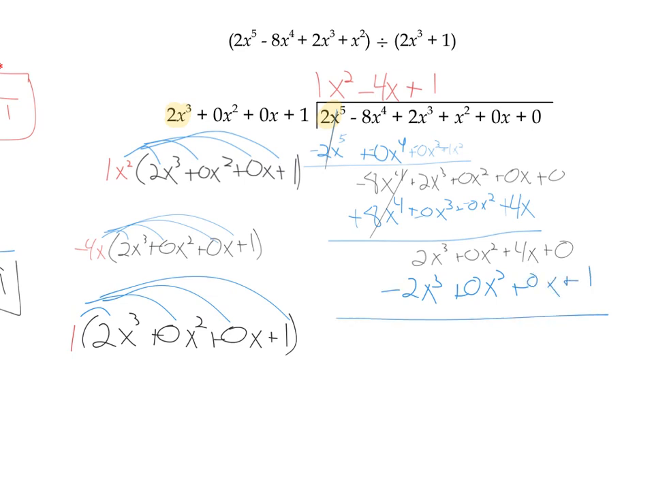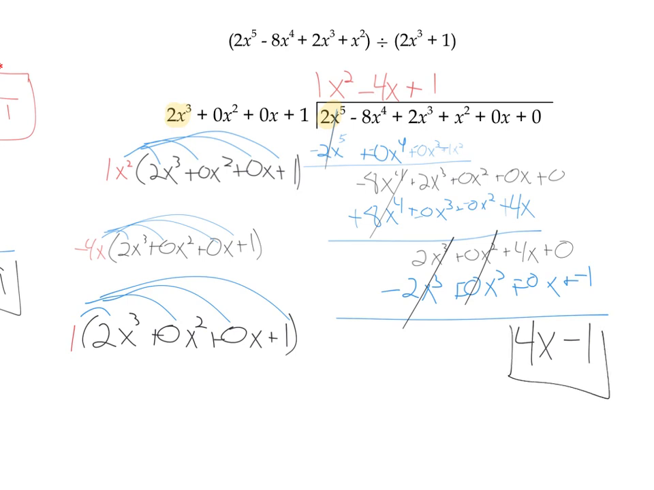We find the difference, so we flip the sign on everything. For the zeros, really doesn't matter. X to the thirds cancel. X squareds cancel. 4x minus 1. At this point, since the exponent of my divisor is bigger than that of my dividend, I can no longer divide things out, so that means this is my remainder.